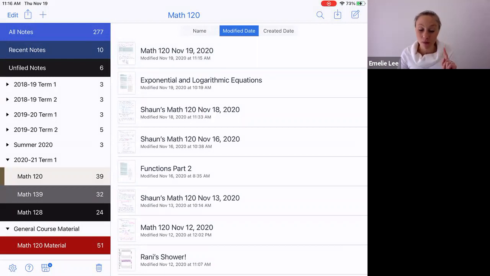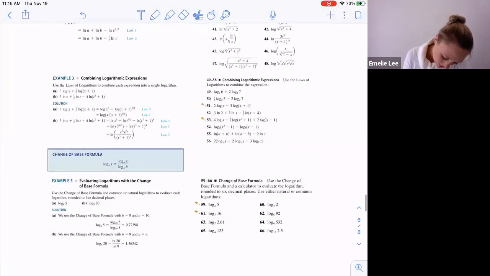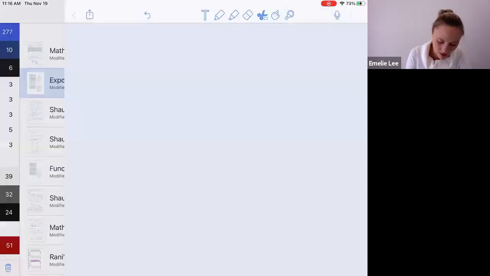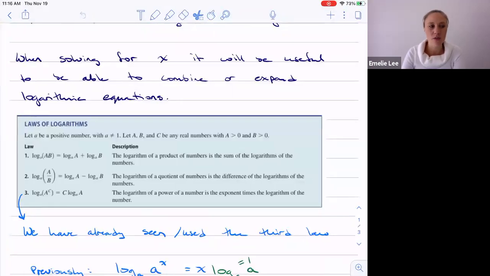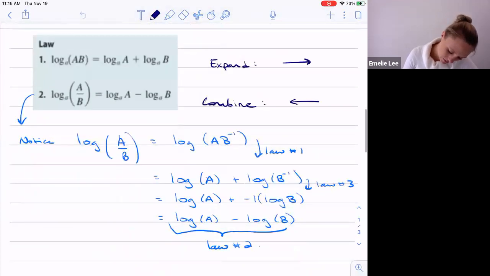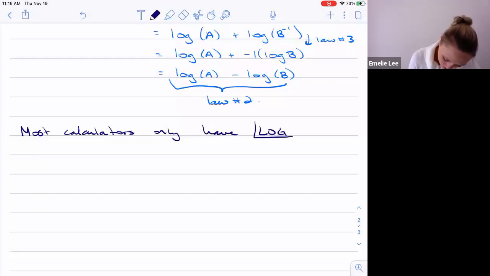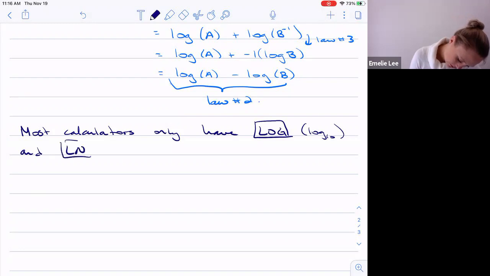I wanted to talk about the change of base before we do any practice, just so we have all the material in our minds. The change of base formula, depending on which calculator you're using, right, especially if you're using, you know, your phone or just a basic calculator, you're probably only going to have a log and an ln button, okay? So what I'll say here is that most calculators only have log, which is log base 10, and ln, which is log base e, buttons.